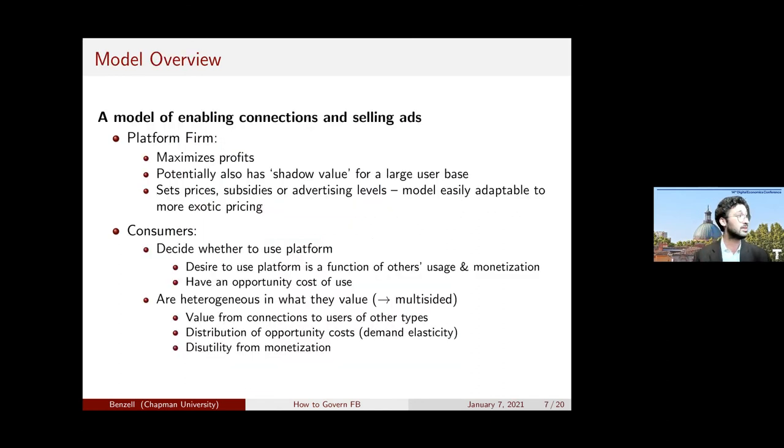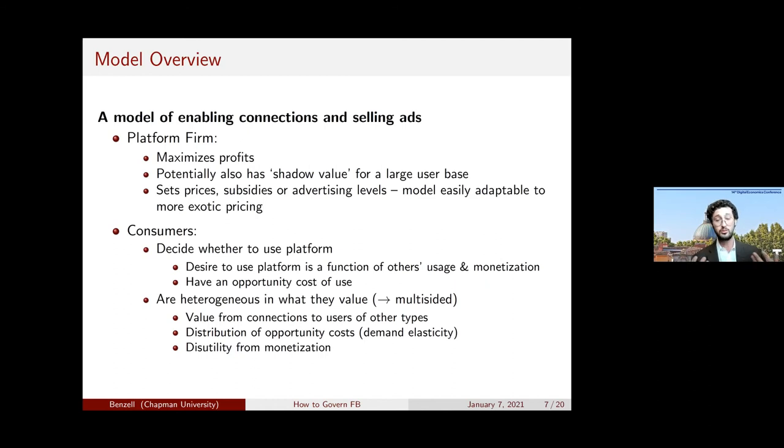Okay, so what does the model look like? Again, I don't have time for details. I encourage you to look at the video and watch the paper or vice versa. The two types of agents in our model are the platform firm, which is trying to maximize its objective function, which is profit, plus maybe also they value maintaining a large user base.